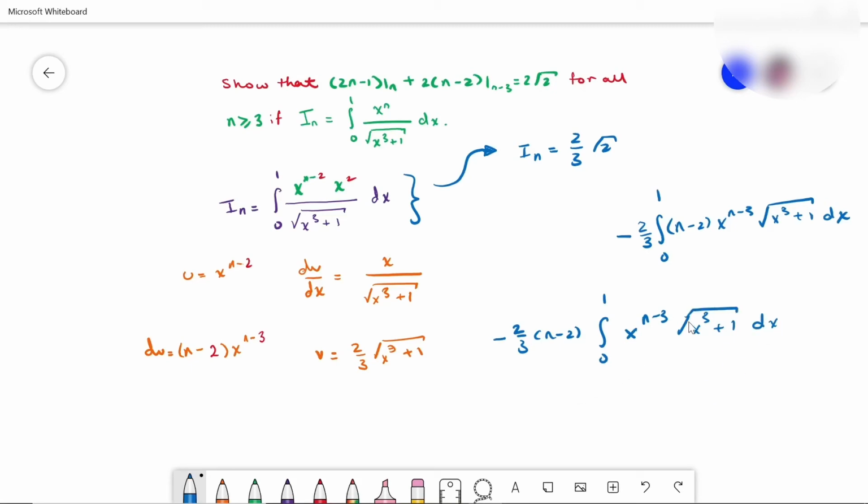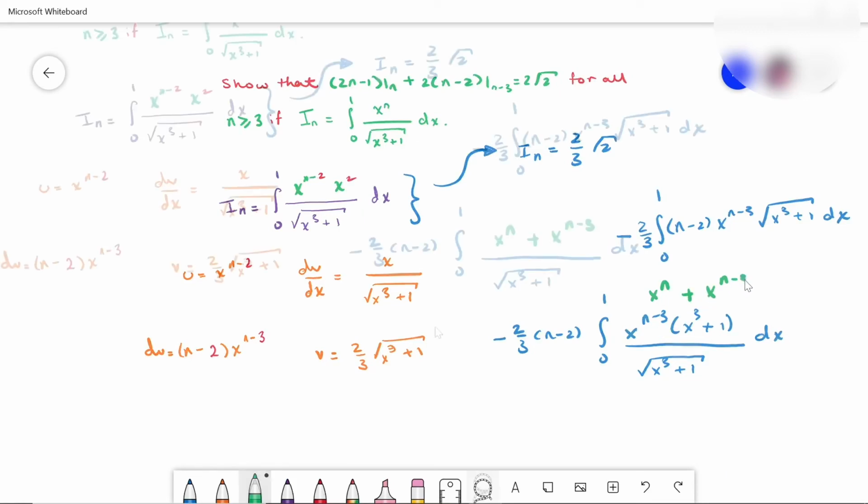I want to reverse rationalize the square root of x cubed plus 1. So what's going to happen is I'm going to multiply the top and the bottom by the square root of x cubed plus 1. So we're going to have this in the bottom and this thing squared on the top. And this thing squared is just going to be x cubed plus 1. We just get rid of the square root. So it's just going to be x cubed plus 1 dx. And if we distribute this x to the n minus 3 throughout the brackets, we're going to get x to the n with these two multiplied together plus x to the n minus 3.